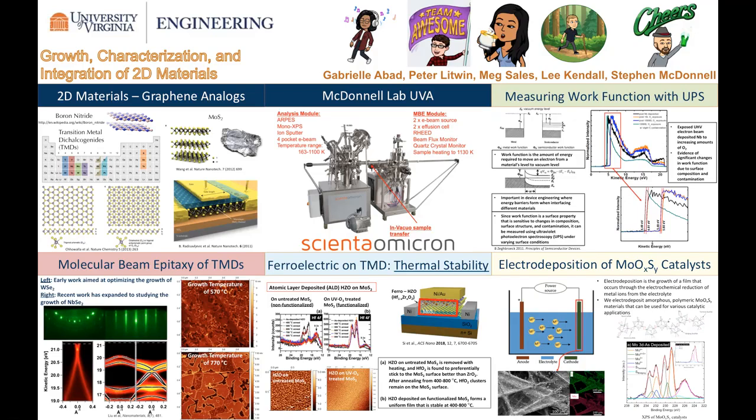In the top left there, you're seeing some examples. These can be insulators, conductors, semiconductors. What they all have in common is van der Waals bonding out of plane, which means that they can be stable even down to one monolayer because there's no dangling bonds.